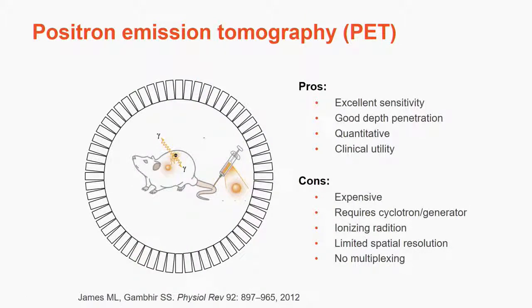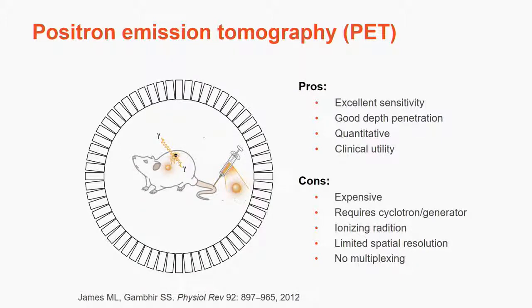We're all very familiar with these techniques, but just to quickly summarise some of their key features, PET, as we know, has exquisite sensitivity, has really good depth penetration, so we can perform clinical imaging as well as preclinical, and it's intrinsically quantitative. On the downside, it's a very expensive imaging modality. It requires access to a cyclotron and/or a generator. It uses ionising radiation, so we always have to think about the radiation dose to our subjects. It has some factors that limit the spatial resolution, which we'll discuss a little.